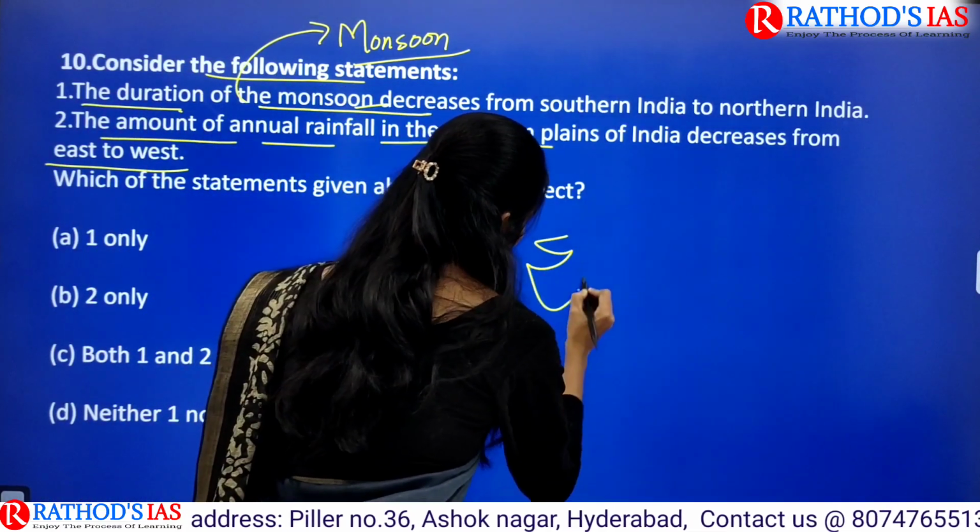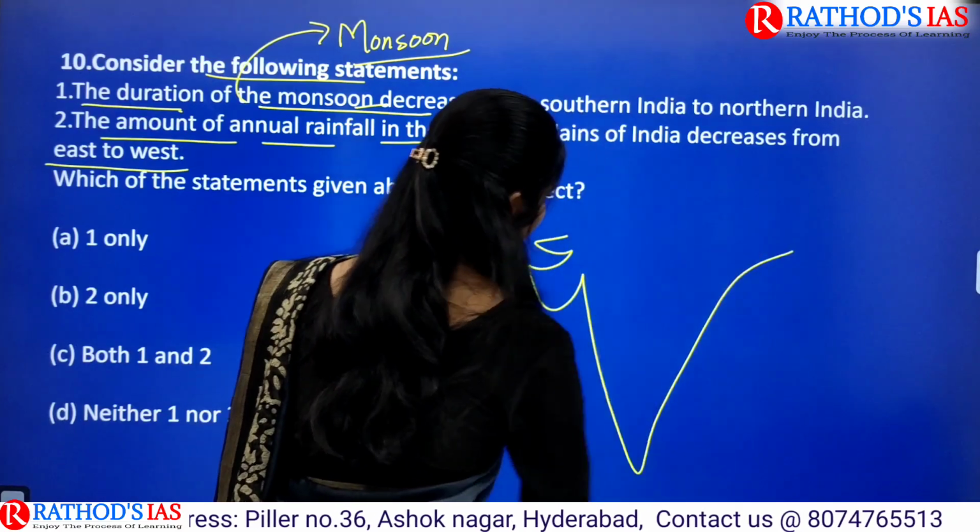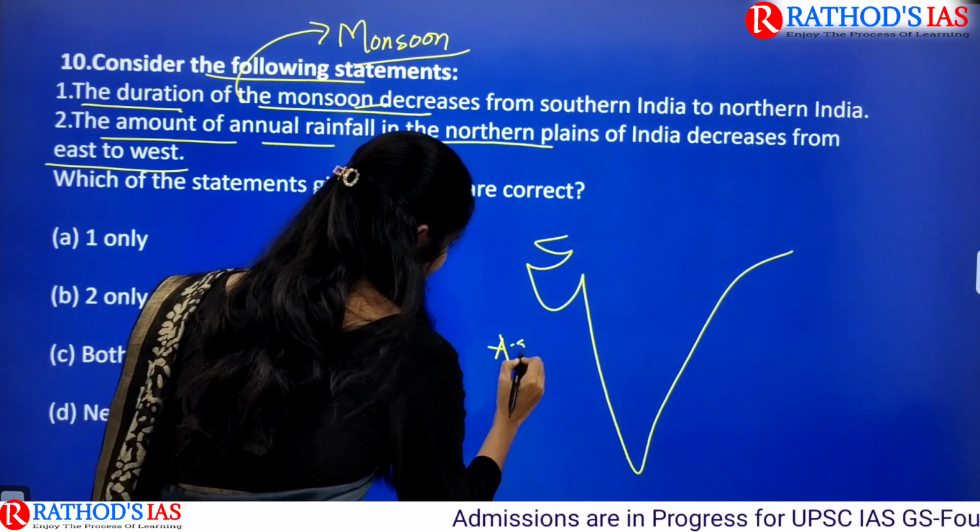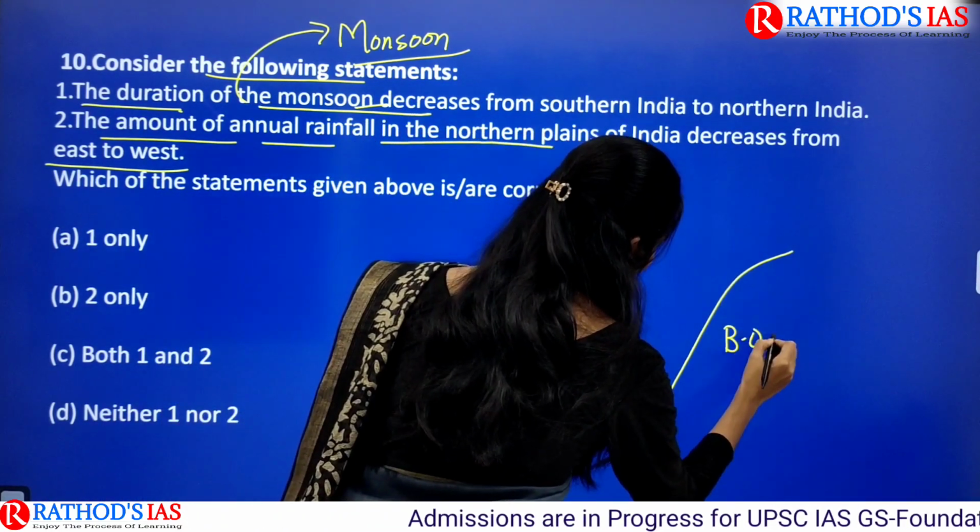If you draw a map, this is the Arabian Sea and this is the Bay of Bengal.